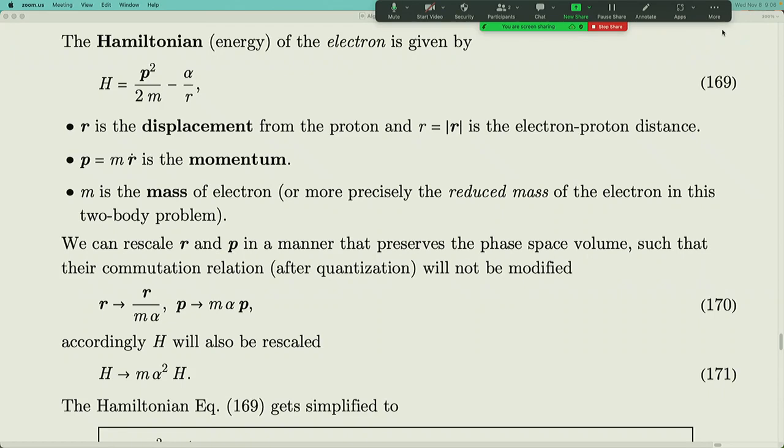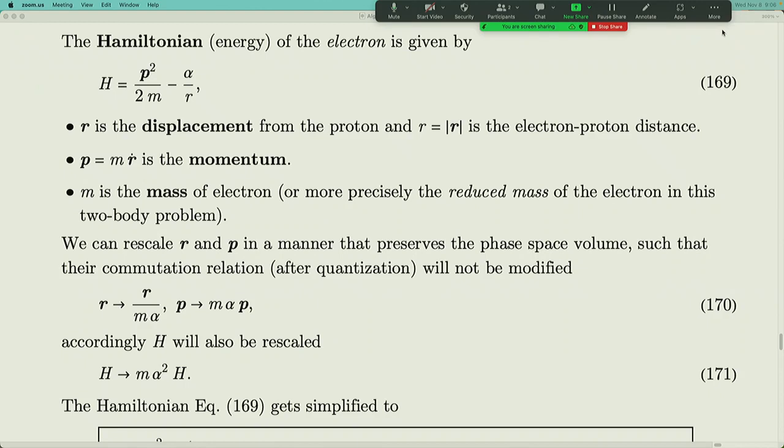So in order to simplify the problem a little bit, we don't want to carry this m and alpha all the way down in our calculation. That's why people typically do a rescaling of r and p. Whenever we see an r in our expression, we just replace it by r over m alpha. Whenever we see a p in this expression, we just replace it by p times m alpha, because m alpha anyway is just a constant.